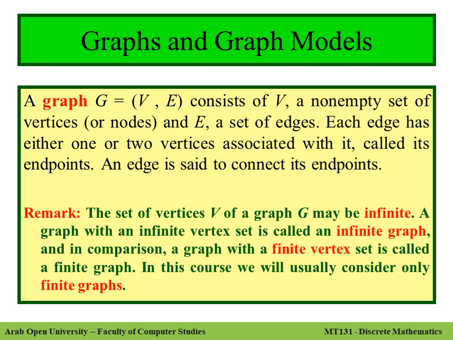The vertices associated with the edge are called the endpoints. An edge is said to connect its endpoints. There's a remark here that the set of vertices might be infinite. A graph with an infinite vertex set is called an infinite graph. All the cases we'll look at will be finite graphs, meaning the vertex set is finite.